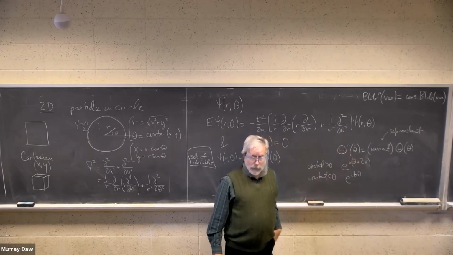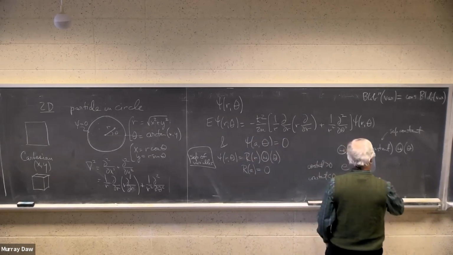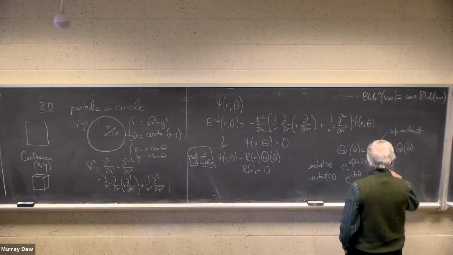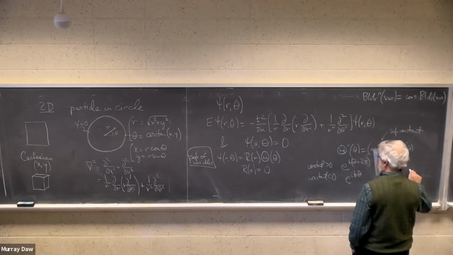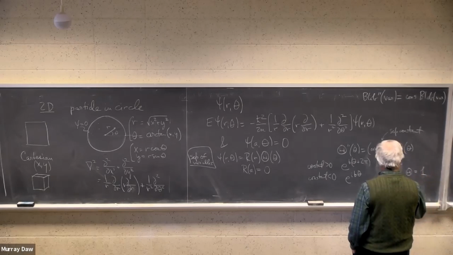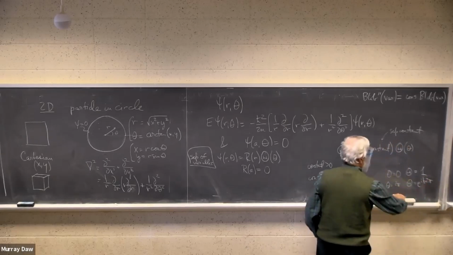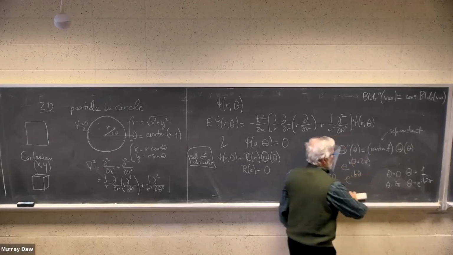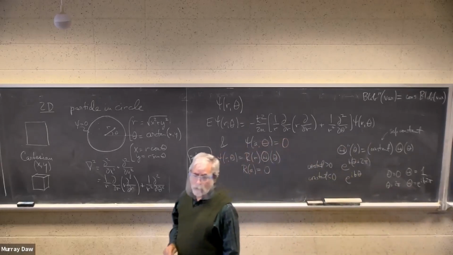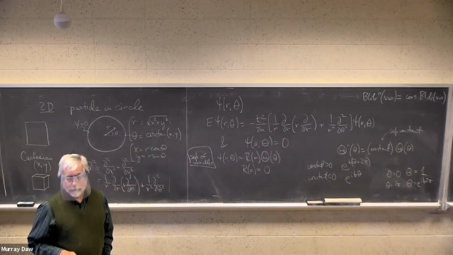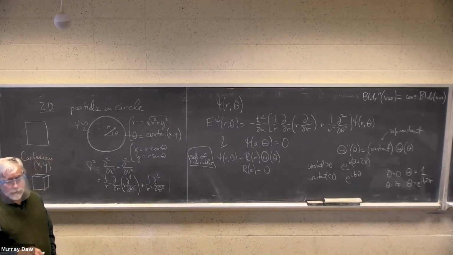Okay, let's add 2 pi to the angle. So let's look at theta equals 0. The theta part of the wave function would just be 1. If we go all the way around the circle, we come back to a value of e to the i b 2 pi. That matches only if there are certain particular values for b. What would those be?